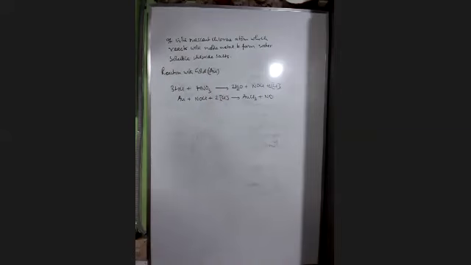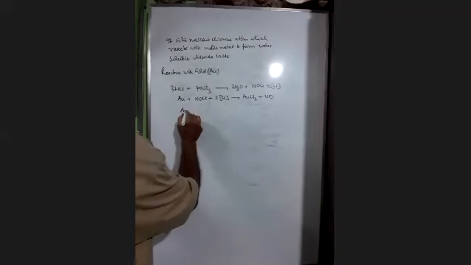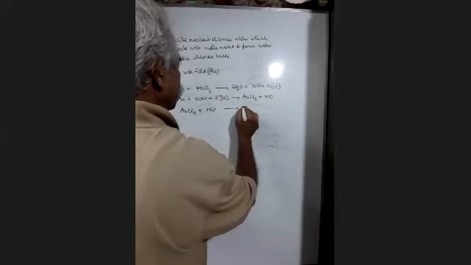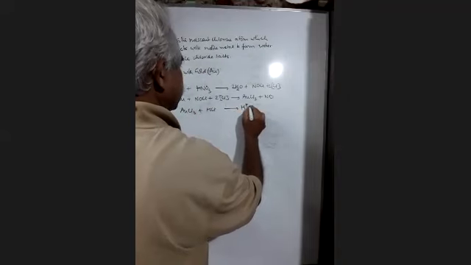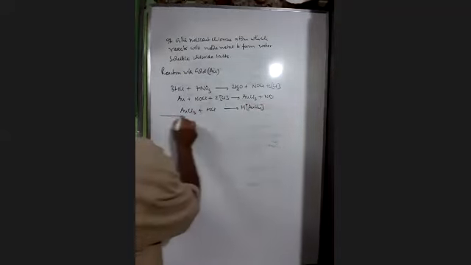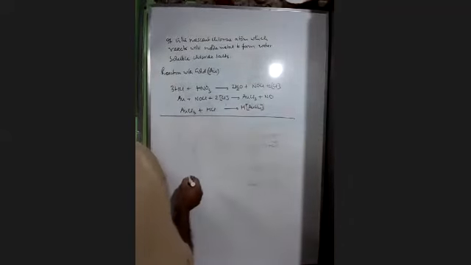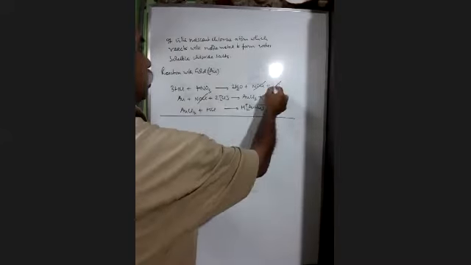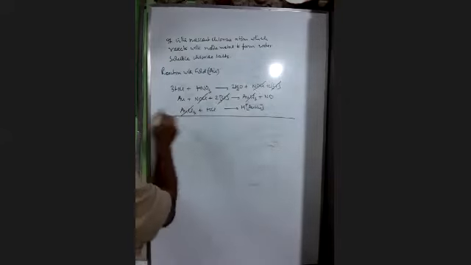Auric chloride is not stable. Auric chloride immediately reacts with another HCl molecule to form HAuCl4. This is a coordination compound. I'll add it. See here. NOCl, NOCl cancels. 2Cl, 2Cl cancels. AuCl3, AuCl3 cancels.